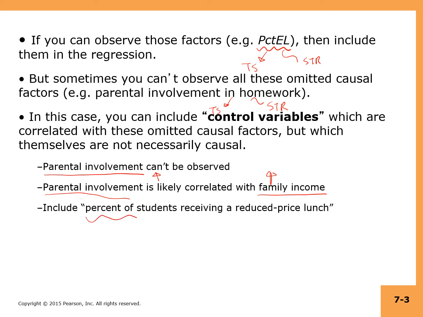So you can include something like percent of students receiving a reduced price lunch. Since only students who come from lower income families receive reduced price lunch, this variable is sort of an indicator for family income, and hence it's probably correlated with parental involvement. We call this variable a control variable.